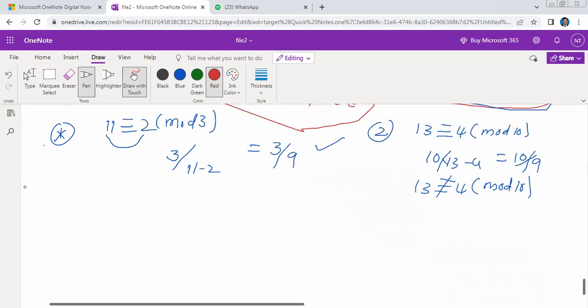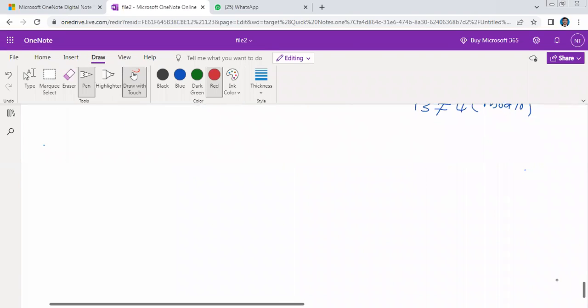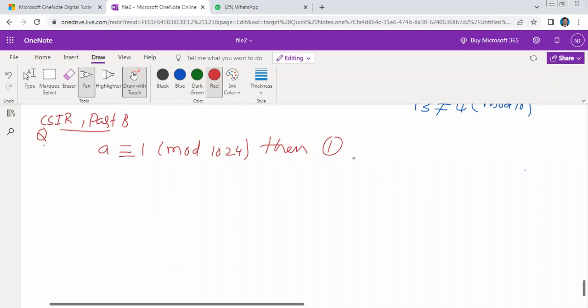రైట్. అయితే మనకు సిఎస్ఐఆర్ లో పార్ట్ బి లో ఒక క్వశ్చన్ అడిగాడండి. అది మీ ముందుంచే ప్రయత్నం చేస్తాను. మీరు ఆన్సర్ ఏమైనా చేయగలరా చూద్దాం. ఈ మోడల్ మీద సిఎస్ఐఆర్ లో పార్ట్ బి లో అడిగాడు. ఏం అడిగాడు అంటే, A congruent to 1 modulo 1024 ఇచ్చాడు. A congruent to 1 modulo 1024, then which of the following is correct?